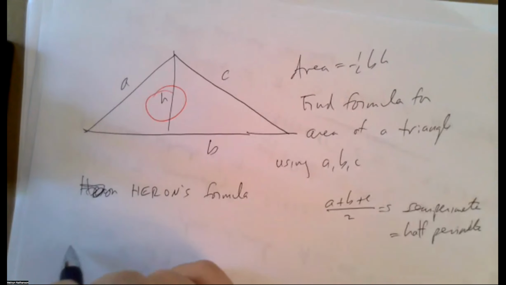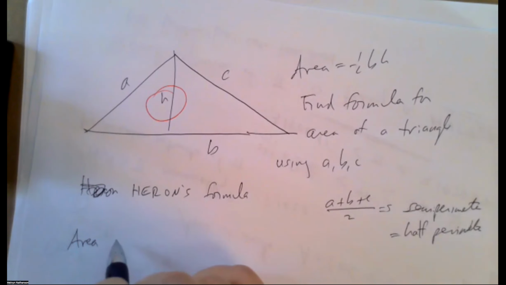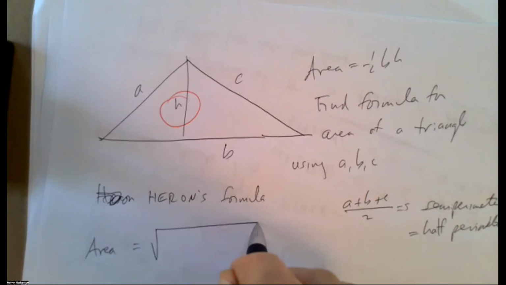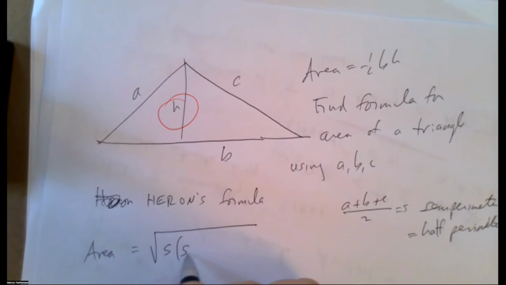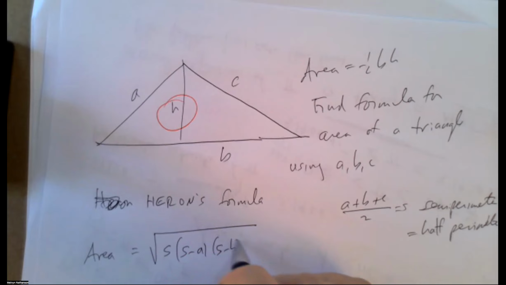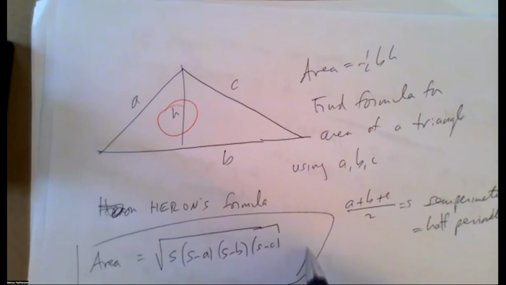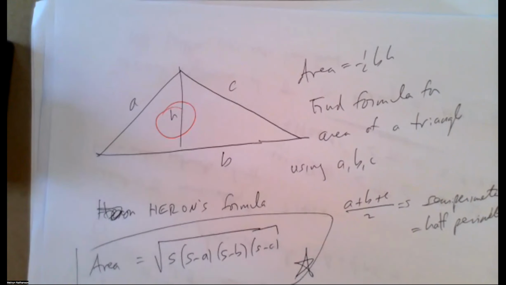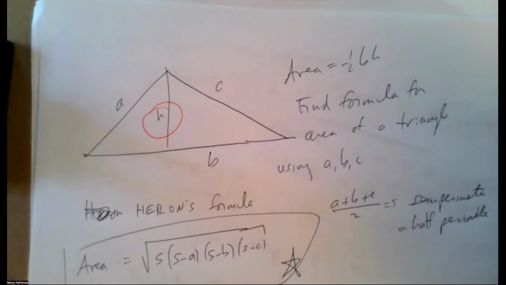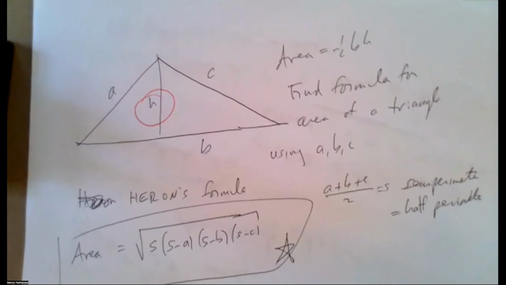And Heron's formula for the area of the triangle: the area is equal to the square root of S times (S minus A) times (S minus B) times (S minus C). So if you have a triangle with three sides of lengths A, B, and C, this is the area of the triangle. It's all really very, very nice stuff.